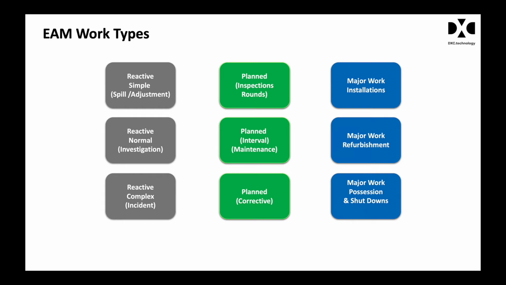The main elements of work that you do inside asset management are split into three areas. We have the reactive side, which is from a simple spill to a complex incident. We have the planned, which you know that you're going to do. So that will be in terms of your inspection rounds, your service intervals, or corrective maintenance that you've discovered from your reactive side. And then there's the bigger work, which involves either new installations of work, refurbishments, or dealing with a possession shutdown, which either happens planned or unplanned, to get as much maintenance work as you can done.